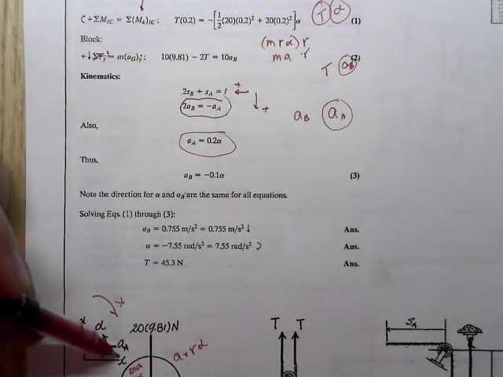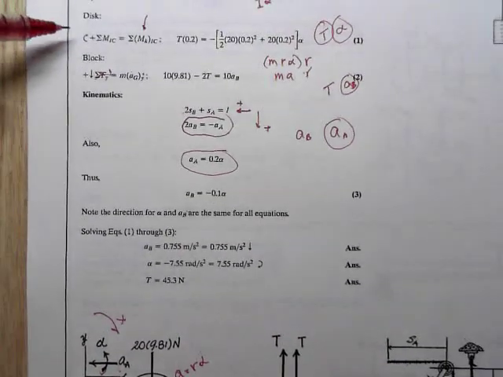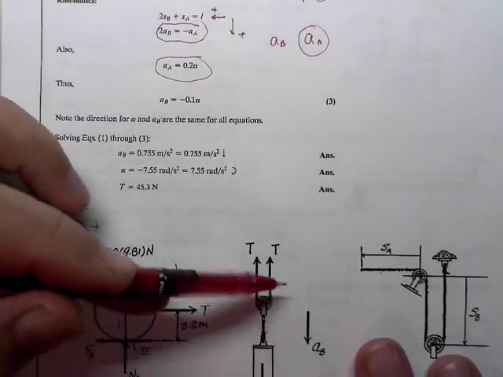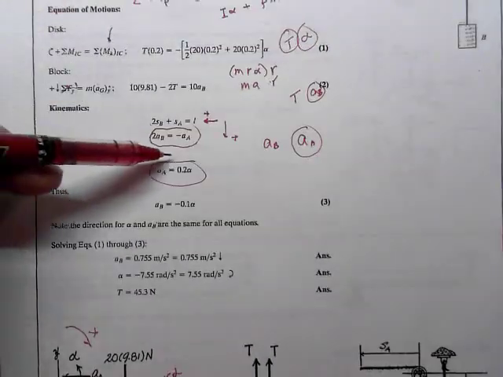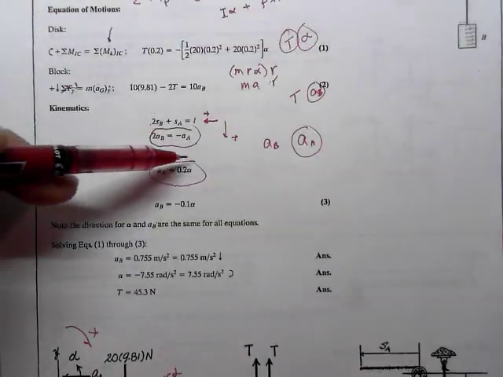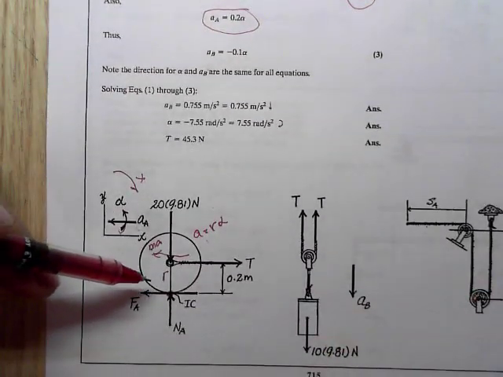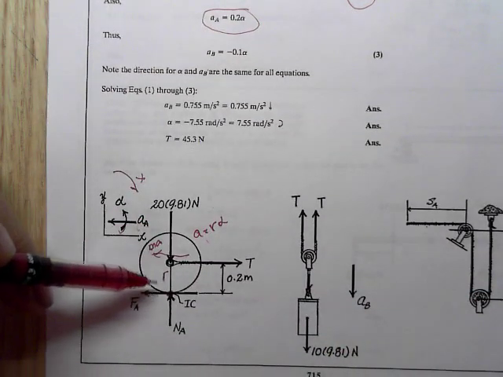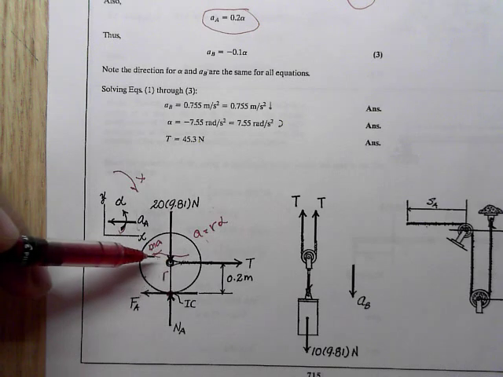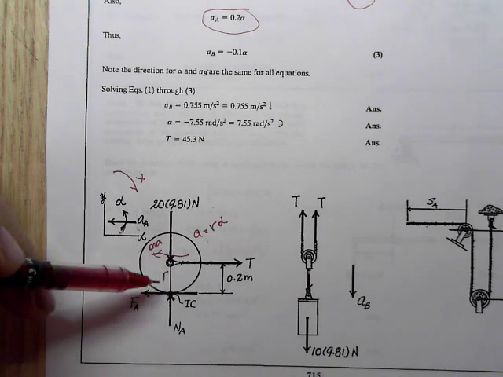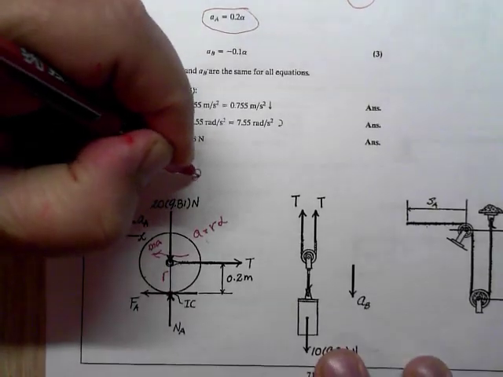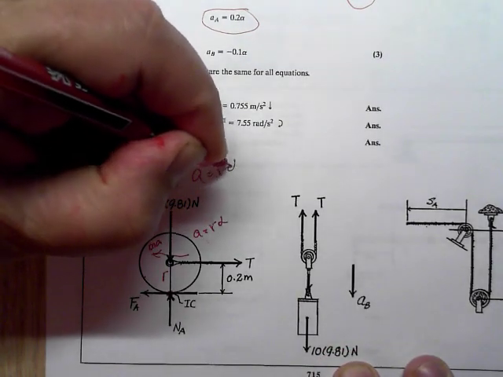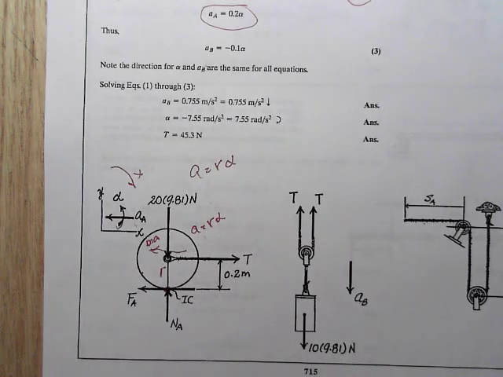Sum moments on the disk using the free body for the disk. We sum forces on the block using the free body for the block. We used the rope equations to write a kinematic equation that comes purely from the ropes. And then we wrote a rope equation that said the acceleration of the center of this disk is equal to the radius of the disk times alpha. That's a kinematic equation, and so A is equal to R alpha is true if we have no slip.